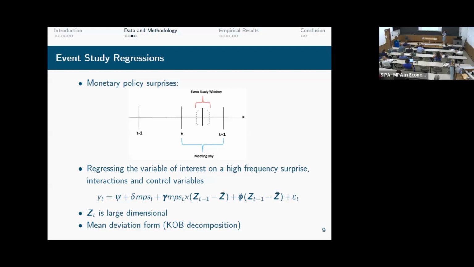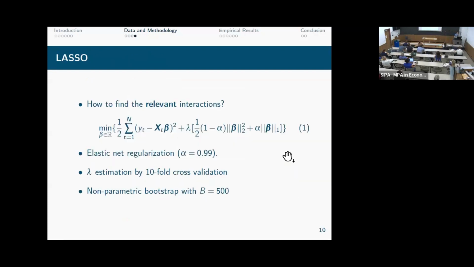And actually we are regressing the variable of interest on the high frequency surprise, interactions and control variables, as you can see here in the regression. And here the T is, as I mentioned, large dimensional, and we are utilizing it in mean deviation form. So this is also interpreted as the Kitagawa-Oaxaca-Blinder decomposition in the literature. This is actually suggested by Òscar Jordà about how to treat this problem. So we are here getting the mean deviation form of the control and interaction variables.